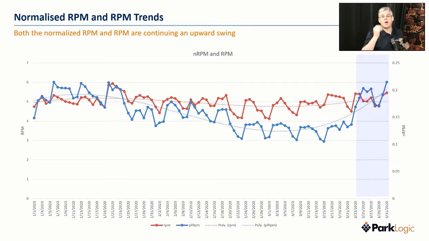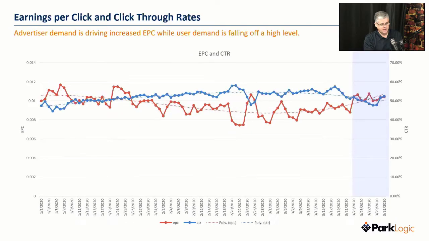Just so happens, I know that during the last month many of our clients have experienced a 10-20% uplift in revenue. It really has gone upwards considerably. So that's the normalized RPM. The thing to pay attention to is right at the end in that highlighted space, which shows you this last week's data.